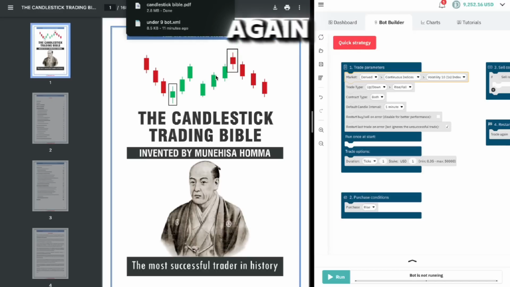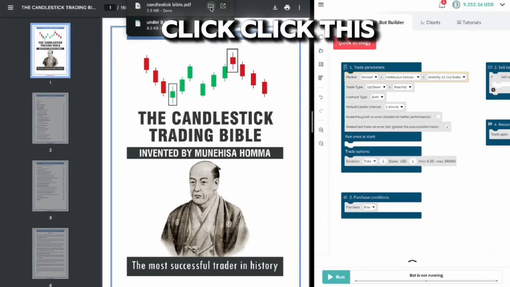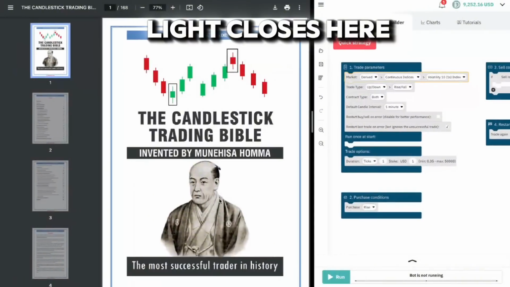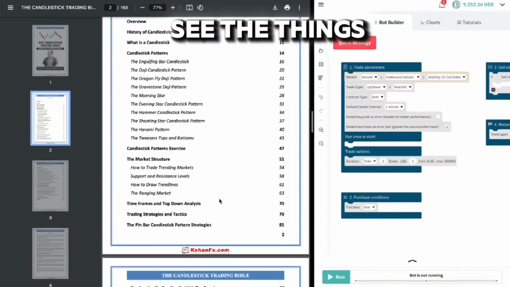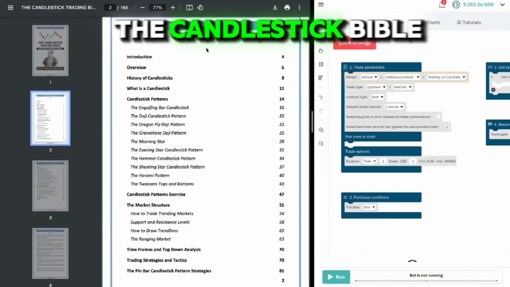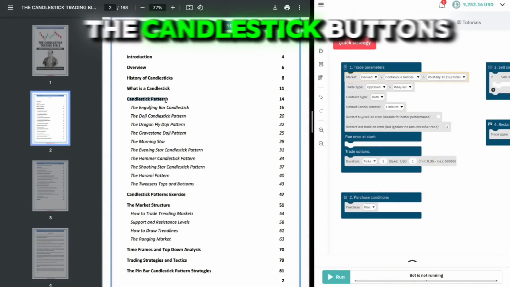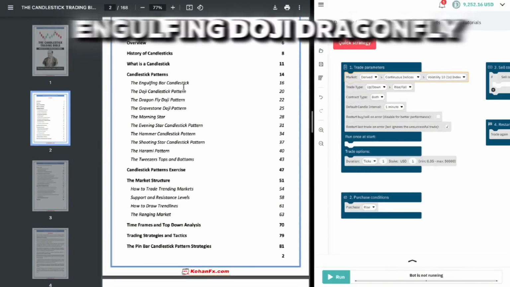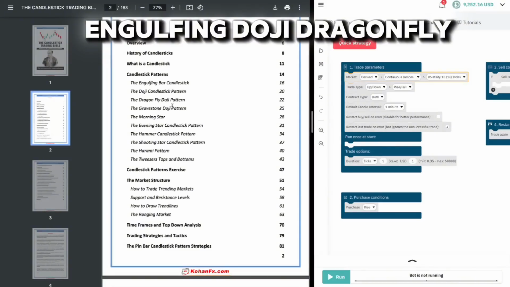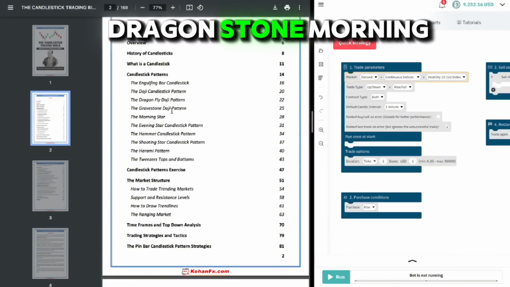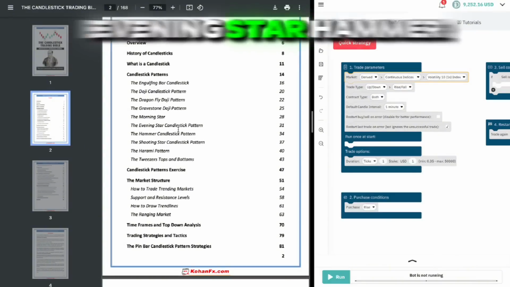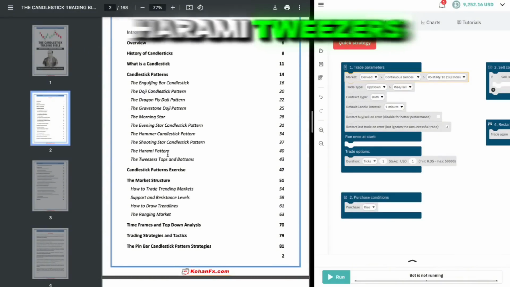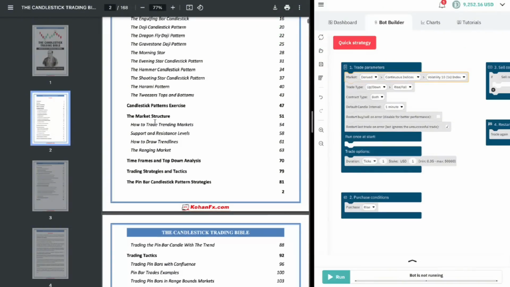Let me just open again. So let me click this so I close this here. So you can see the things that the Candlestick Bible is going to show you. The candlestick patterns. I use engulfing a lot. You can see they explained here: engulfing, doji, dragonfly, gravestone, morning star, evening star, hammer, shooting star, harami, tweezers.